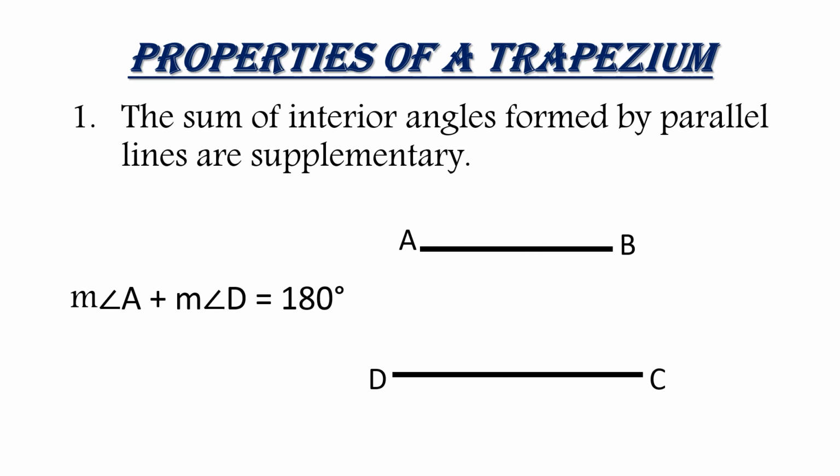Here AB and DC are parallel and now seg BC is a transversal. So here angle B and angle C are the another pair of interior angles formed by parallel lines AB and DC. So here measure angle B plus measure angle C equals 180 degrees.